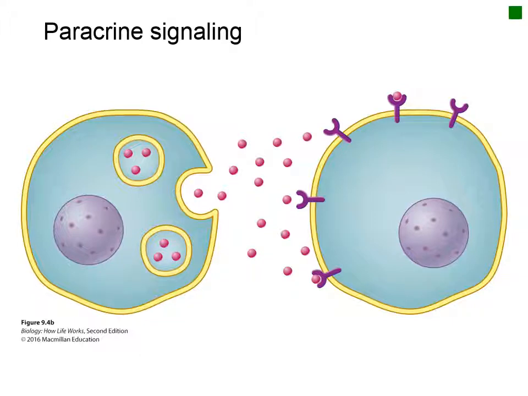Paracrine signaling involves two cells that are close to each other, so the signaling molecule only needs to travel a short distance in order to bind to the neighboring cell's receptor. In paracrine signaling, the signal is usually a small, soluble molecule such as growth factors, which stimulate receptor cells to grow and divide.